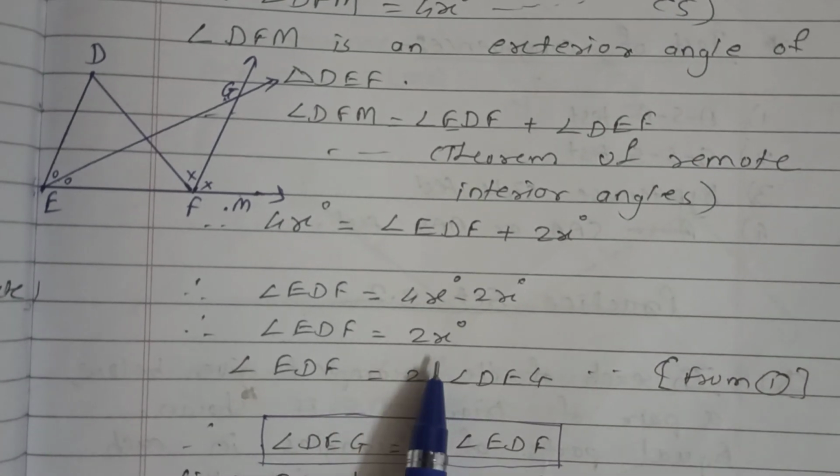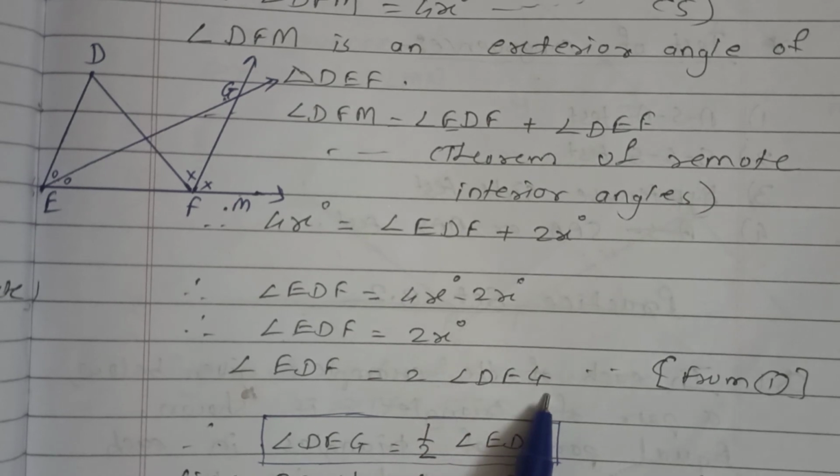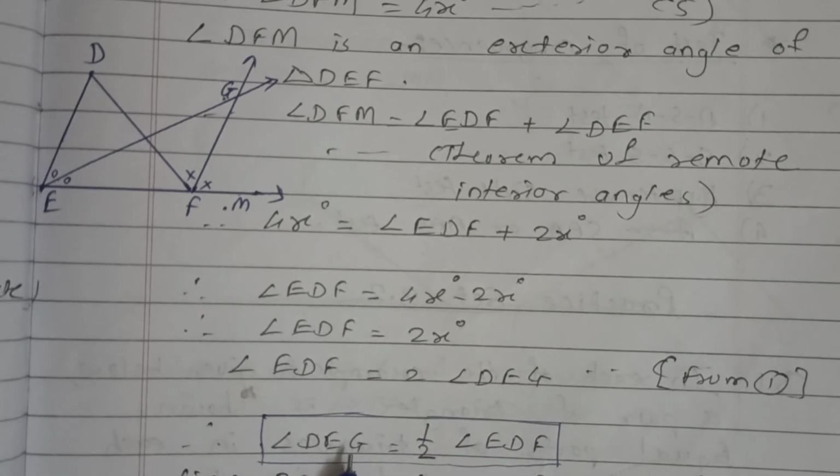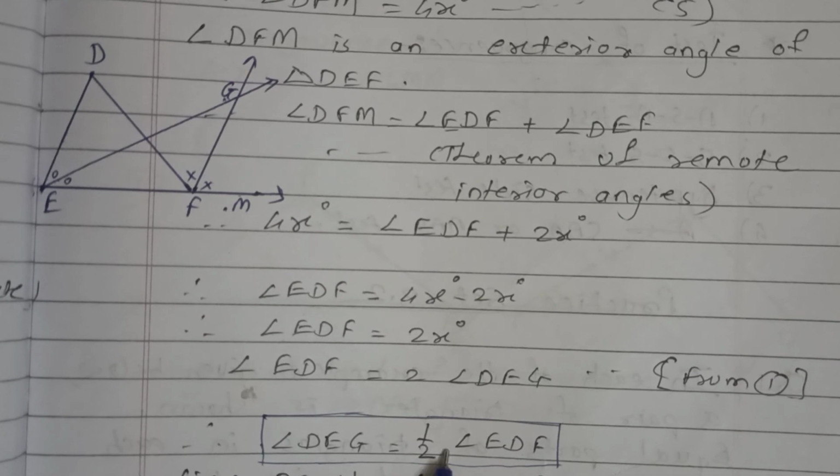Now instead of x we can write angle DEG. Therefore angle DEG is equal to 1/2 of angle EDF. We can get this 2 from this side, then as it is multiplied here, you can divide here.